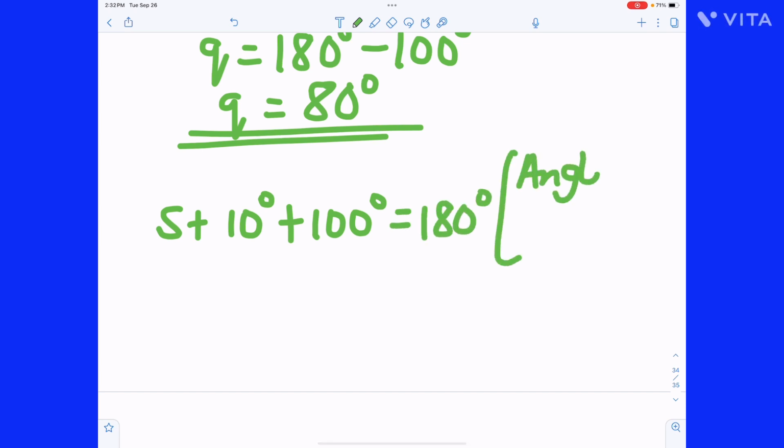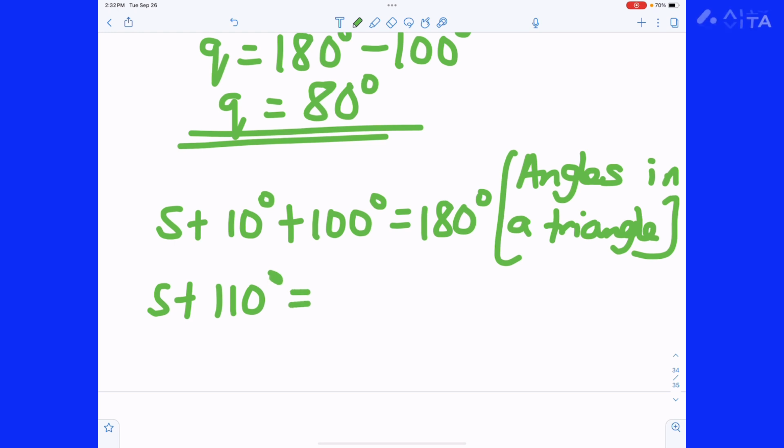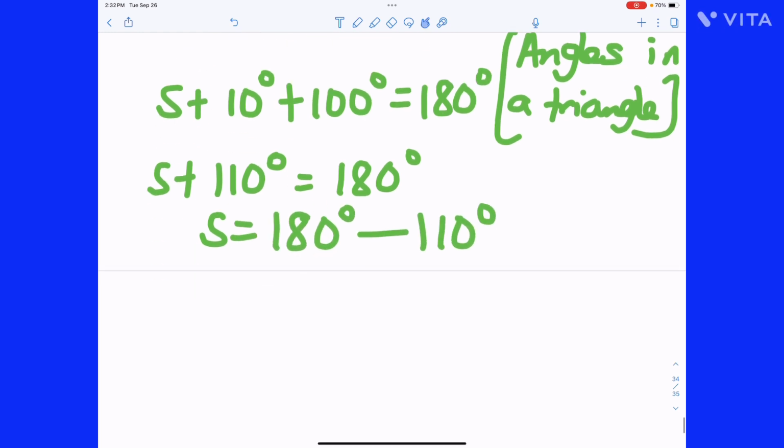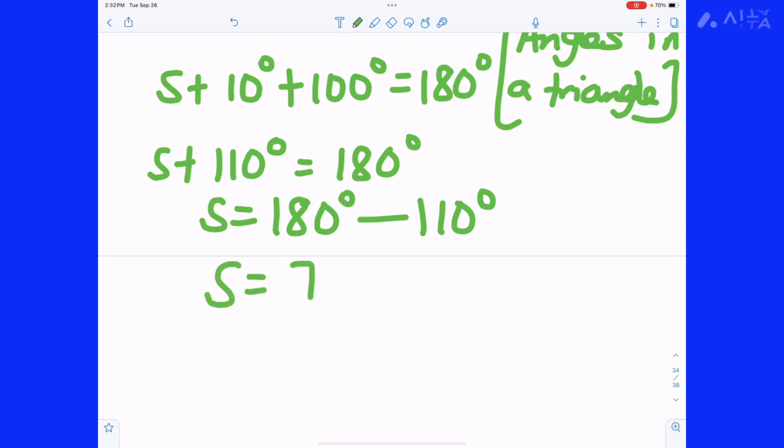The reason: angles in a what? Excuse me, I want to make it as neat as possible. Angles in a triangle. So S plus 110 is 180. Angle S is 180 degrees minus 110 degrees. So angle S is what? 70 degrees. Angle S is 70 degrees.